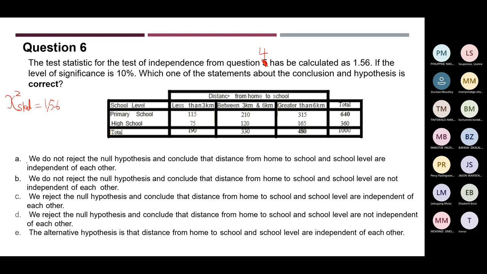Looking at the options, the first thing you do when you open your question is look at the options. Options usually guide you and help you save time in the exam. You need to make a decision. They've calculated your chi-square test, and they're asking you, based on this chi-square, where does it fall? If the region of rejection is somewhere, but you don't have that, let's calculate the region of rejection, the critical value.